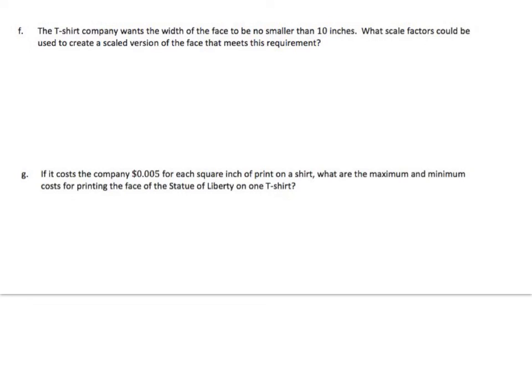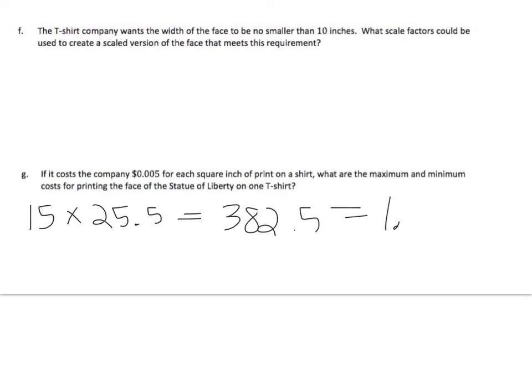The t-shirt company wants the width of the, oh, we just did this one. That's funny. If it costs the company 0.005 cents for each square inch of print on a shirt, what are the maximum and minimum costs for printing the face of the Statue of Liberty on one t-shirt? We've got dimensions, so area, right? We did 15 times 25.5. That gives me 382.5 times 0.005. That gives me $1.91 per shirt.